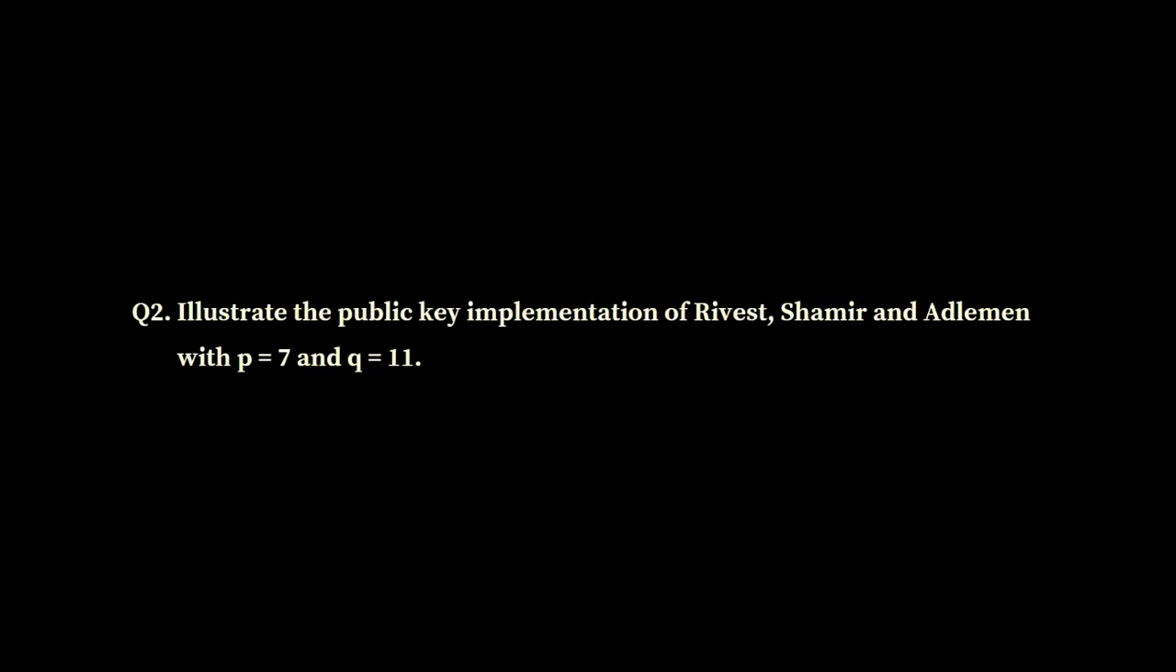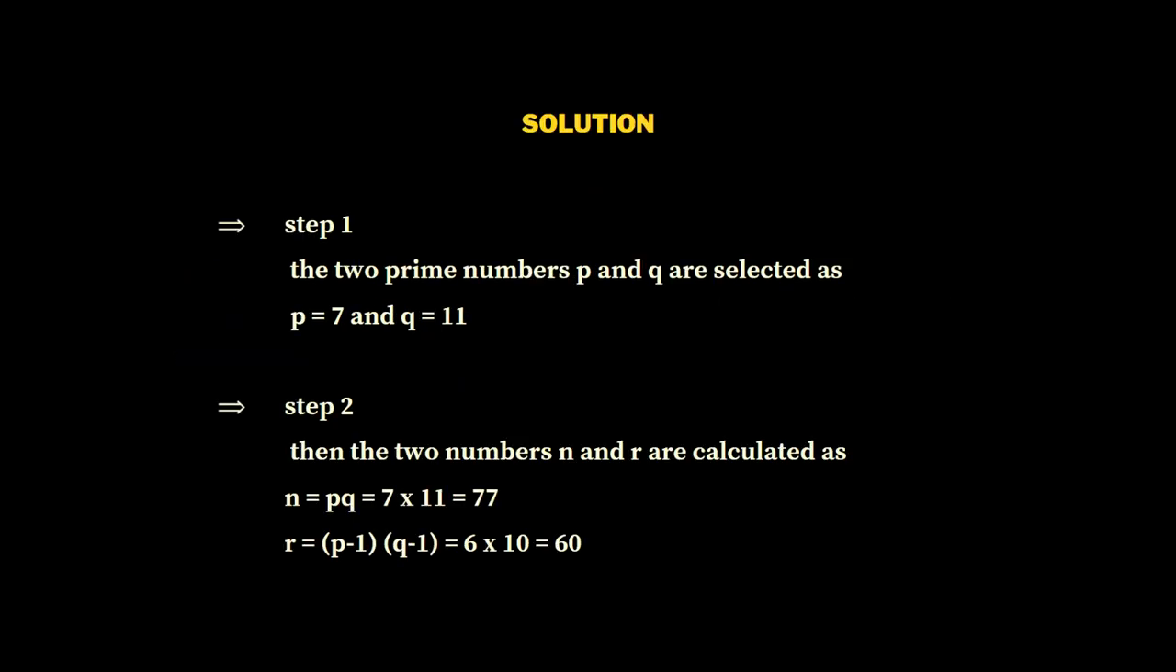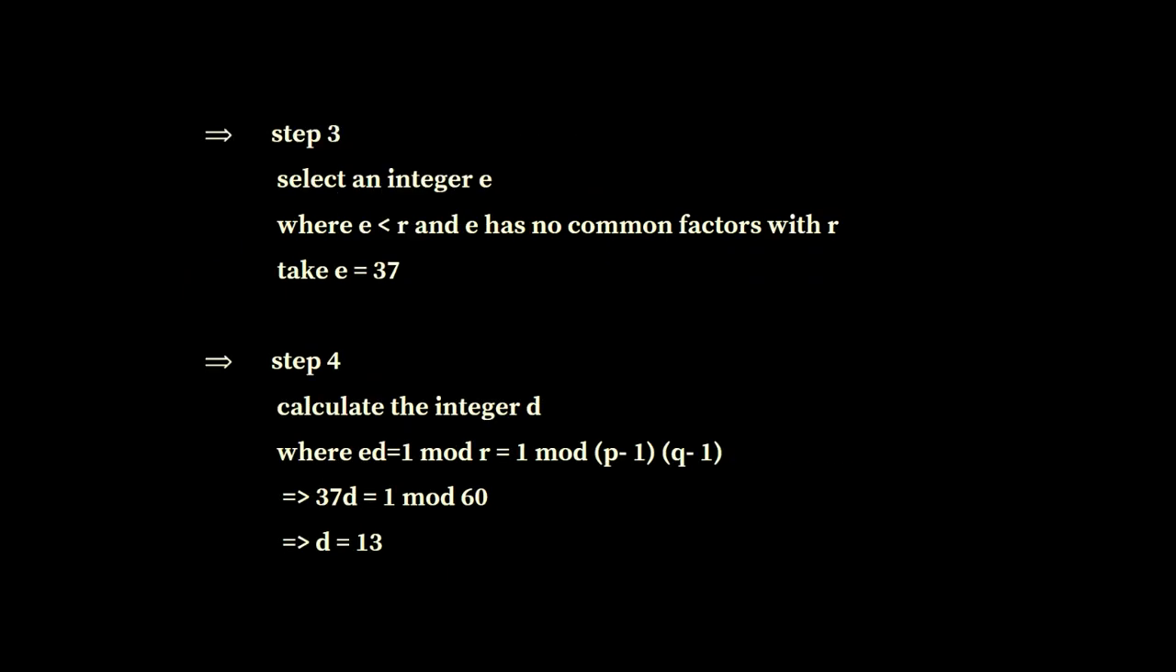Question number 2. Illustrate the public key implementation for Rivest, Shamir, and Adleman with P equals 7 and Q equals 11. Solution for the RSA question. Step 1. The two prime numbers P and Q are selected as P equals 7 and Q equals 11. Step 2. Then the two numbers N and R are calculated as N equals PQ equals 7 into 11, that is 77, and R equals P minus 1 times Q minus 1, that is 6 times 10, that is 60.